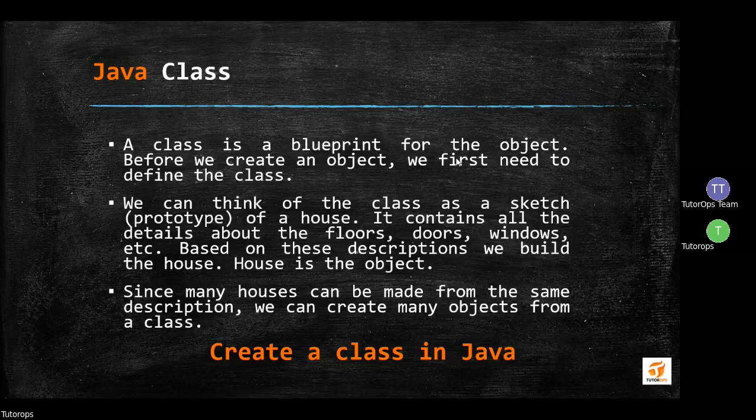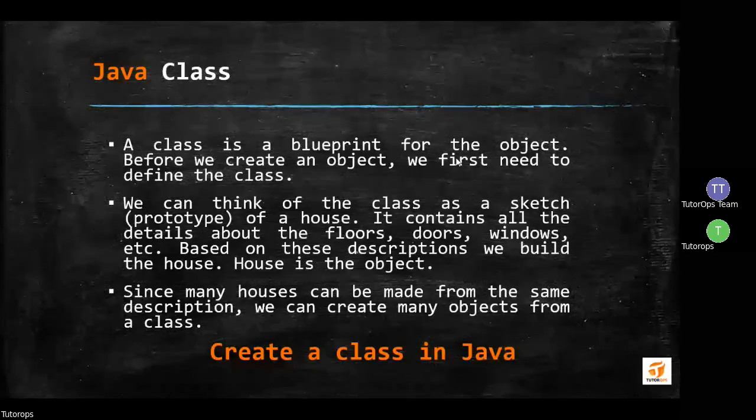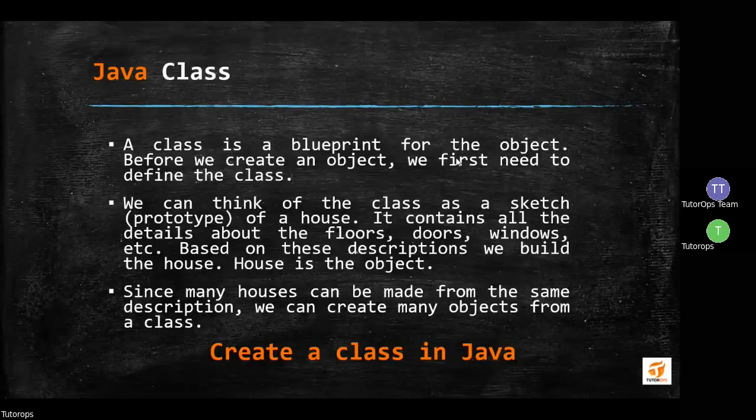We can think of the class as a sketch of a house. Suppose when you make a building, at that time you will sketch and design it. That is a class. It contains all the details about the floor, doors, windows, etc. Everything is defined within the class, but you cannot stay in that design. On the basis of that design, your mechanic will build a building.